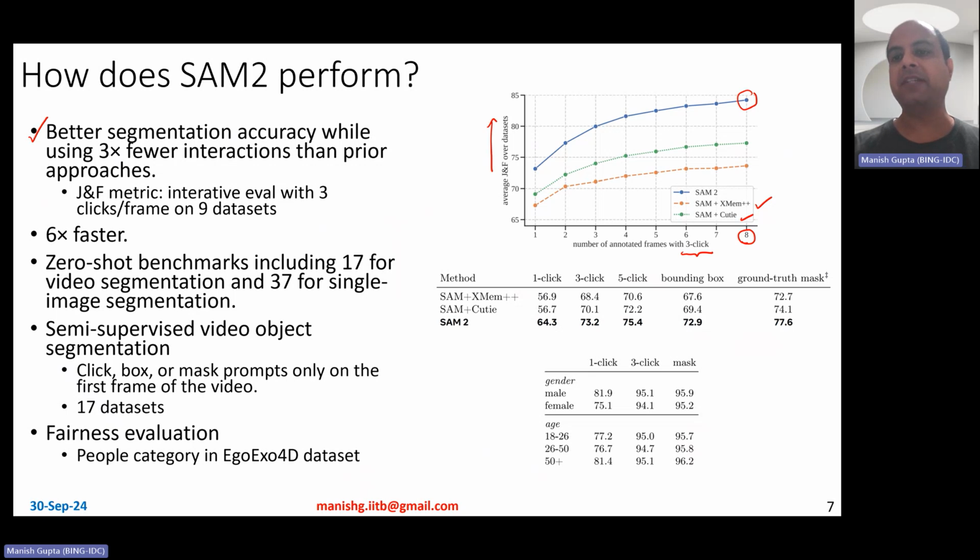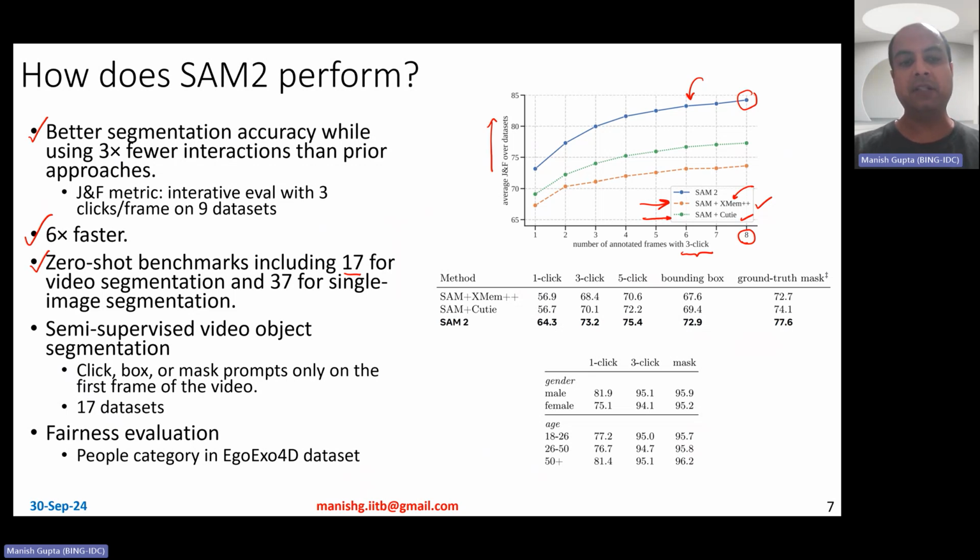And clearly you observe that SAM2 performs much better compared to SAM, which is an image-based segmentation model, plus XMem, which is the video object segmentation method, right? Or SAM plus Cutie. So compared to those baselines, of course, SAM2 works better. Okay. It is 6x faster than these baselines, which is also good. It shows really awesome zero-shot benchmark results on 17 different video segmentation and 37 different image segmentation datasets.